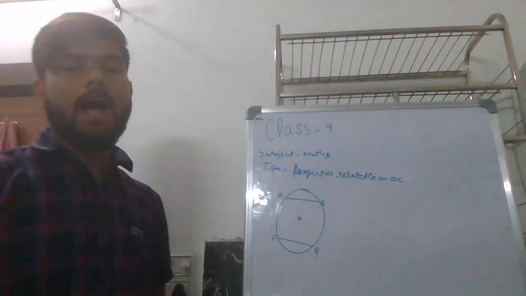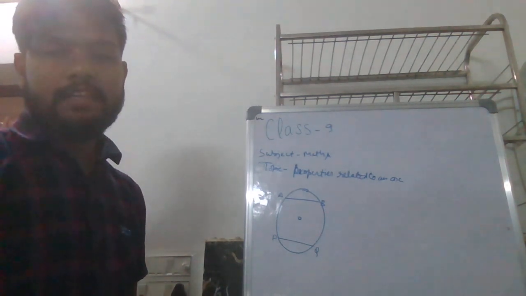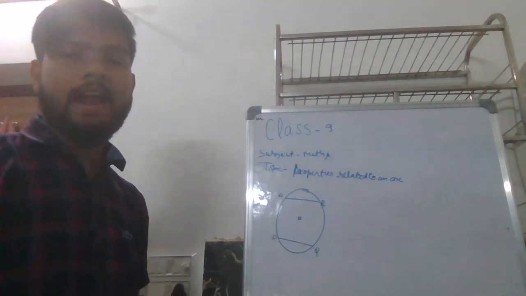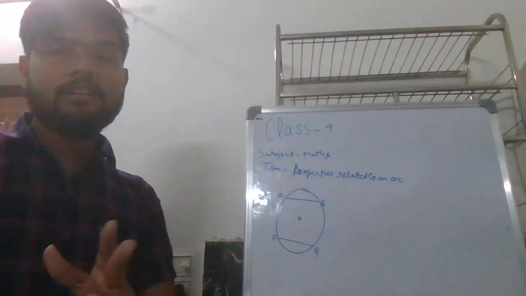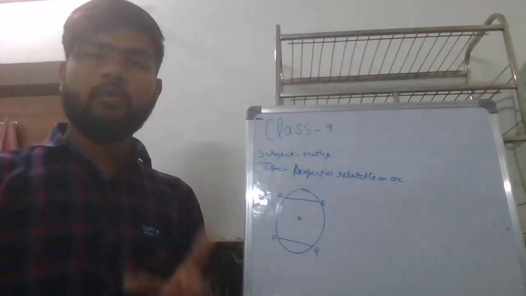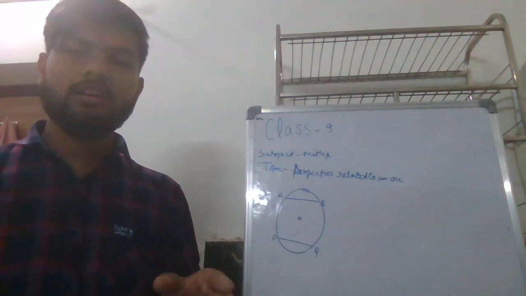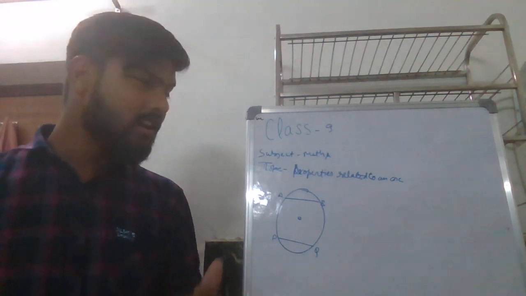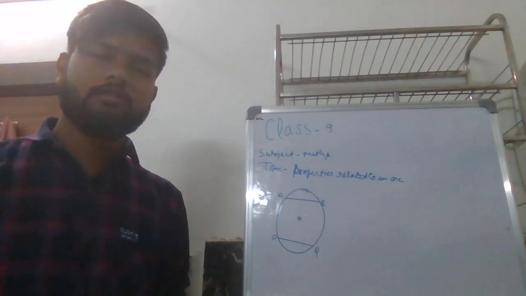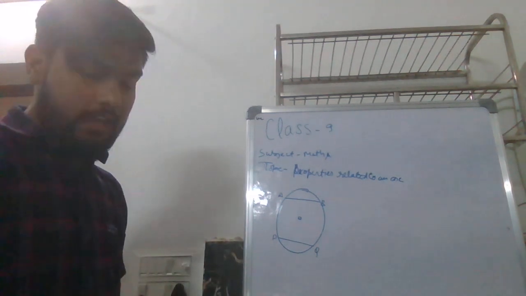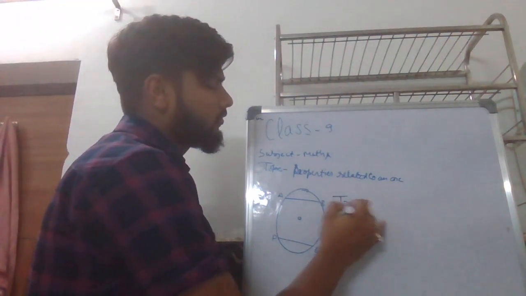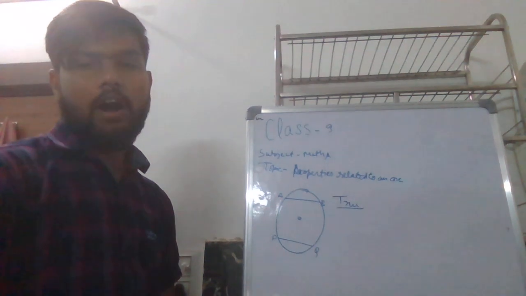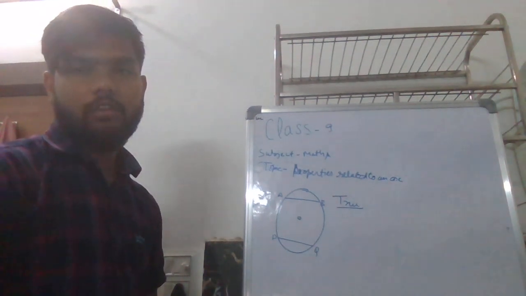I have one statement for you, and you have to verify whether it is true or false. The angle subtended by two congruent arcs at the center of the circle will always be equal. Is it true or false? Here we can see that the statement is true.